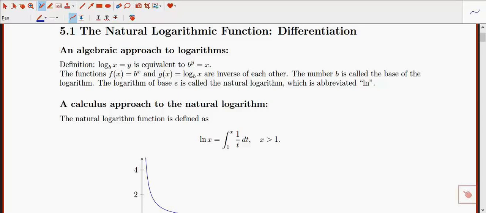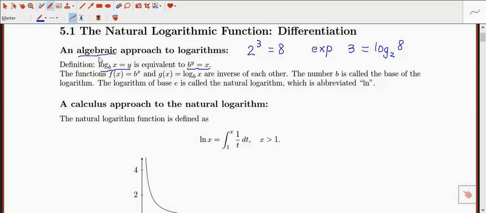Section 5.1, the natural logarithmic function, differentiation. In pre-calculus, we learn an algebraic approach to logarithms. For example, in the equation 2 to the third power equals 8, we denote the exponent 3 by log base 2 of 8. So the definition log base b of x equals y is equivalent to b to the y power equals x.